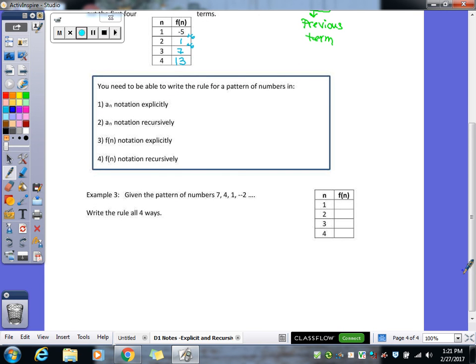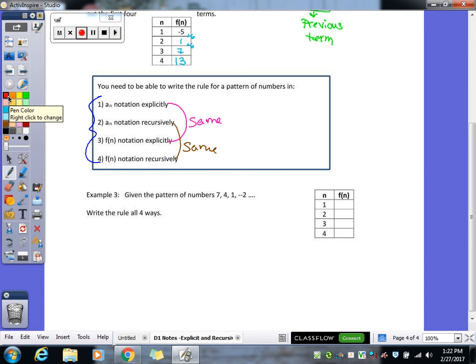So you should be able to write a rule for your pattern of numbers in all 4 of these different ways here. Your a sub n explicitly, your a sub n recursively, your function explicitly, and then your function recursively. So I'm going to give you a hint. Your explicitly, whether you write it in a sub n or f of n, it's going to look exactly the same. And then your recursively, those are also going to be the same.